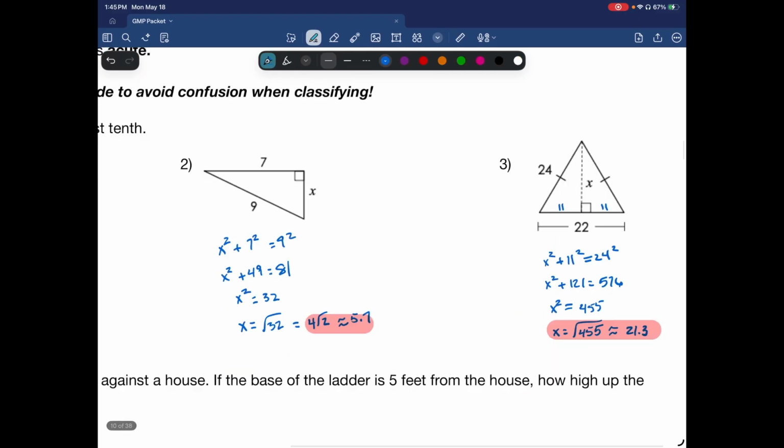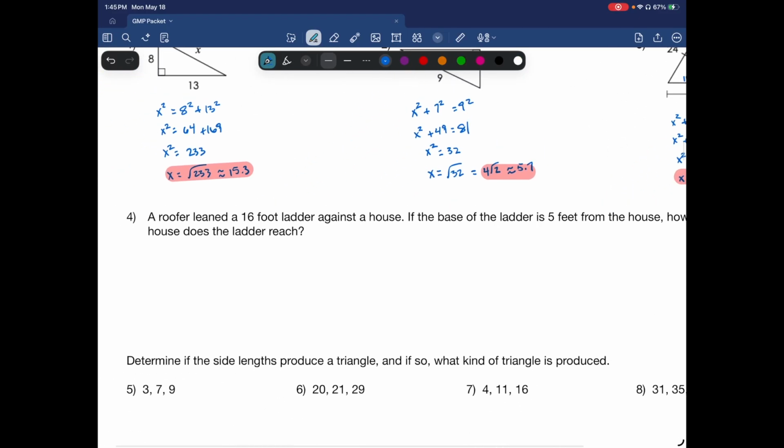So that's that. Now, 4 is an application problem. It says a roofer leans a 16-foot ladder against a house. So go ahead and draw a right triangle. 16-foot ladder. If the base of the ladder is 5 feet from the house, this vertical side right here is going to be your wall. So the base is going to be 5 feet.